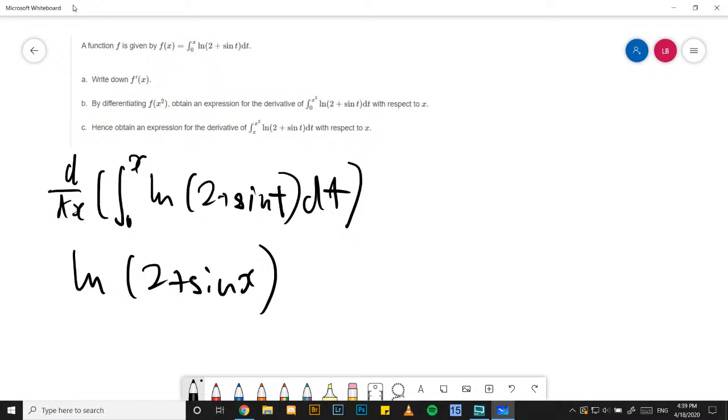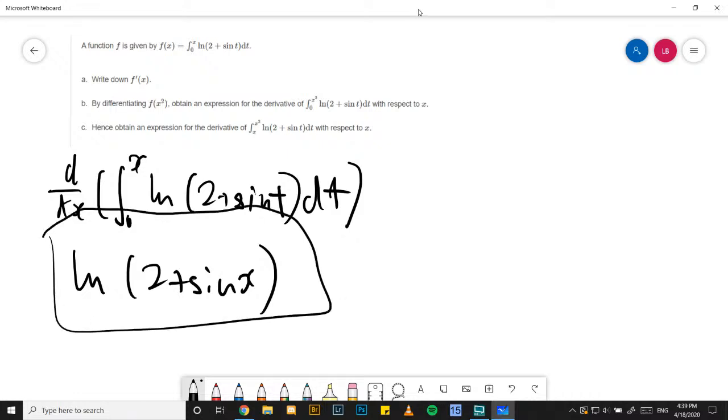So what happens when you integrate this? You integrate it, then you evaluate it with respect to the 0 and the x, and then it becomes in terms of x. Then you differentiate that, and you end up back with the original thing, but it's all in terms of x's, because that's how this works. It's actually very important that you have ln(2 plus sine x).